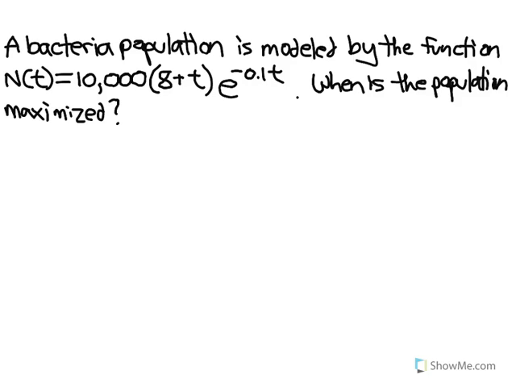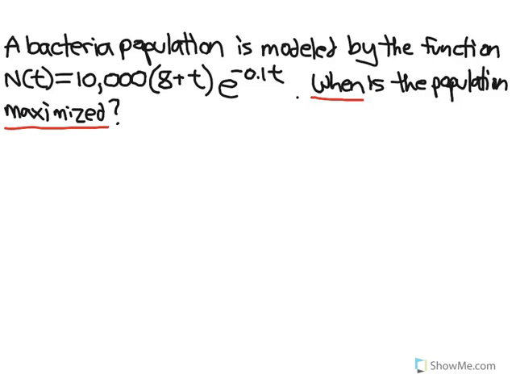What this really is, is an optimization question. How do we know that? It says, when is the population maximized? As soon as we see maximized or fastest or slowest or minimized, we know it's an optimization problem, which means we're going to have to find the first derivative, set it equal to 0, and solve for the time, because it says when. We're going to have to solve for that time, or t, when the first derivative is 0.